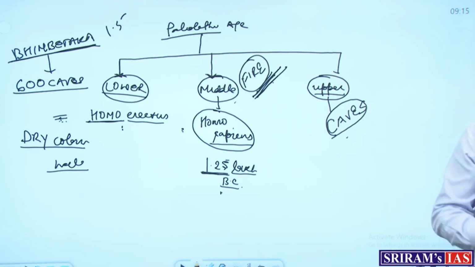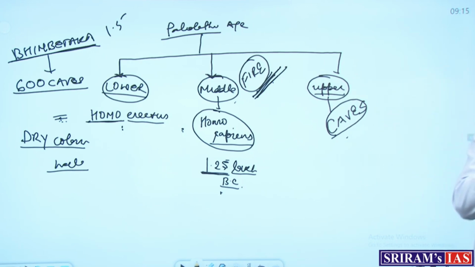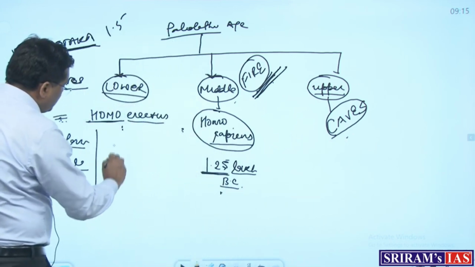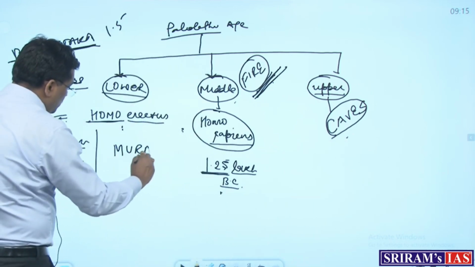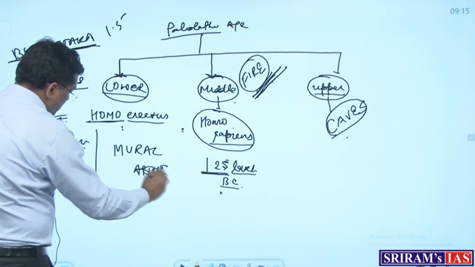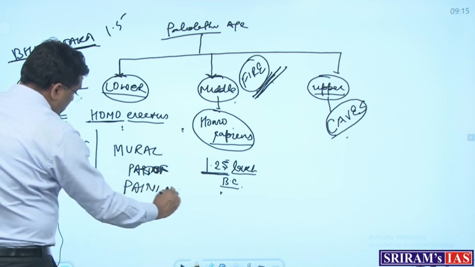So we said that dry color was used on dry walls. This method of painting is called mural painting. There are many types of painting, mural, frescoes, miniature. So this is called mural painting. So mural painting is the earliest form of painting used by human.